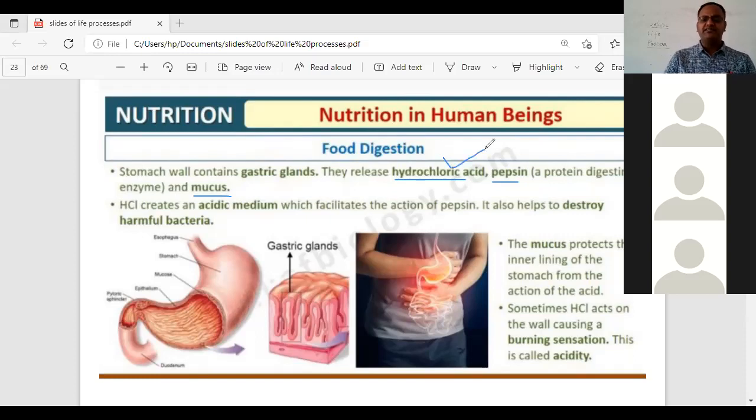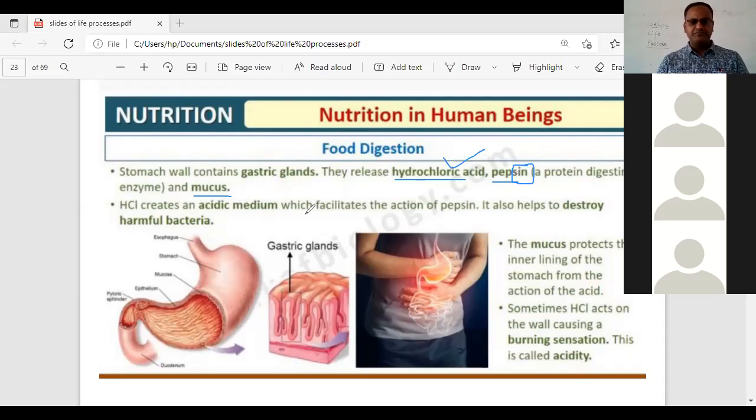It is the HCl that provides acidic pH to the pepsin for its action. And what is the role of the pepsin? The pepsin is a protein digesting enzyme. Remember, students, words ending with IN, these groups are the protein digesting enzymes. So protein digestion begins in the stomach, but in the stomach, the third secretion of the gastric gland is mucus.